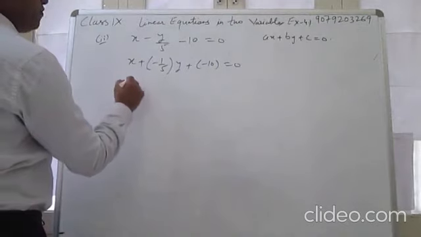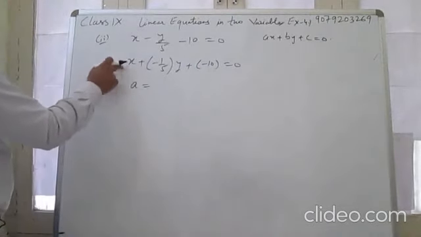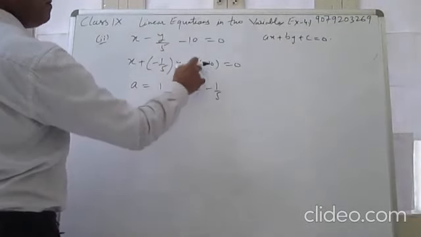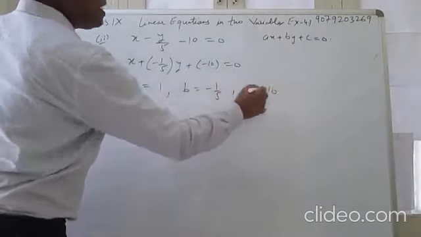What is the coefficient a? 1. What is b? Minus 1 upon 5. And what is c? Minus 10.